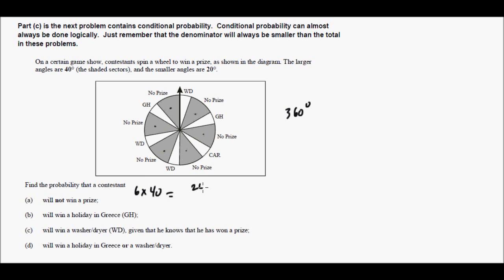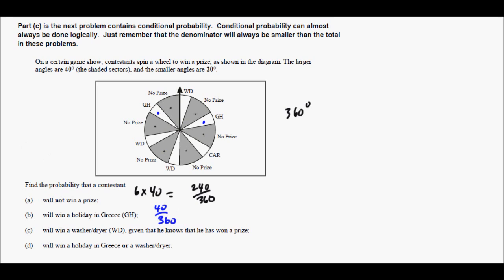So it's going to be 240 out of 360, and you just leave it. Don't even reduce it. We'll win a Greek holiday. Let's see, Greek holidays are right here and right here. Are there any more? No, and those are 20. So 2 times 20 is 40. So that's going to be 40 out of 360.